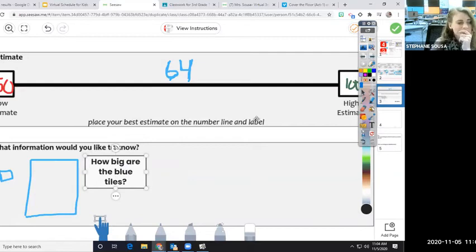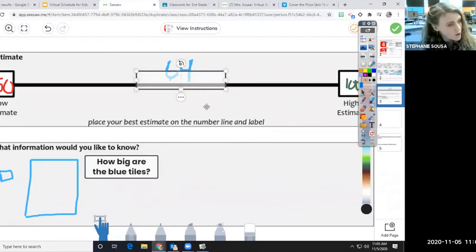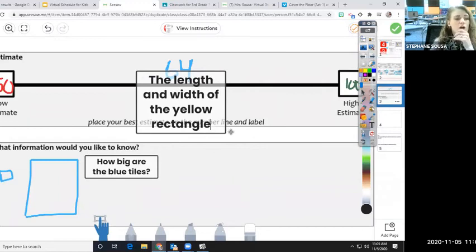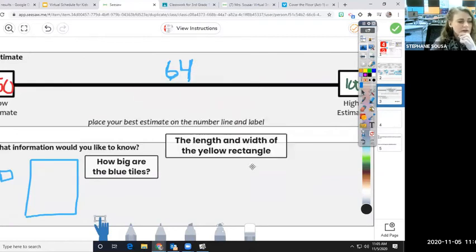Vinny? What numbers do we need? The numbers that we need to multiply? Okay, so the numbers that we need to multiply. So if we're going to multiply in an area model, we need to know the length and width of the yellow rectangle. Yeah, we need to know how long and how wide that yellow rectangle is. That's correct.